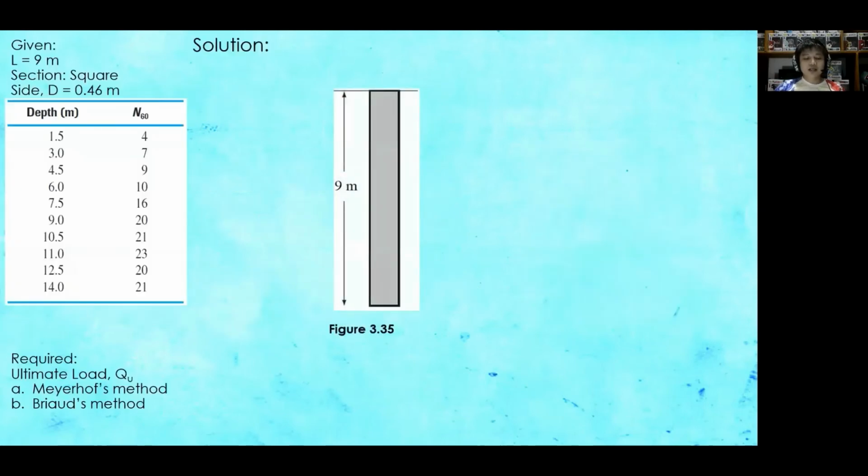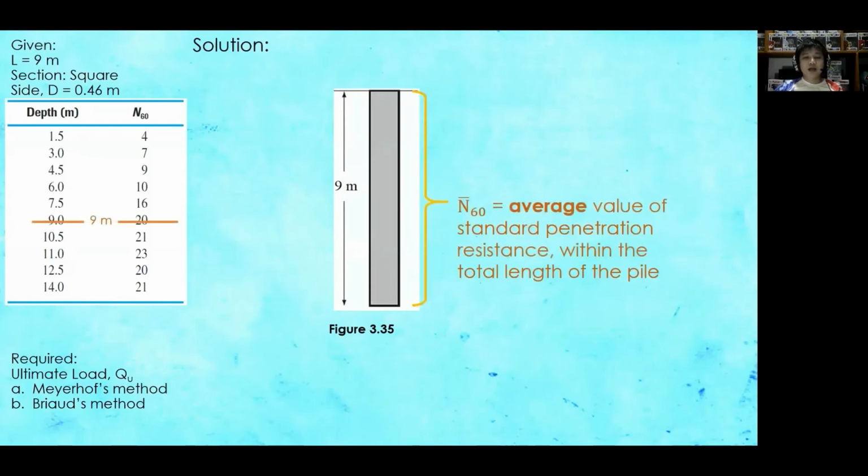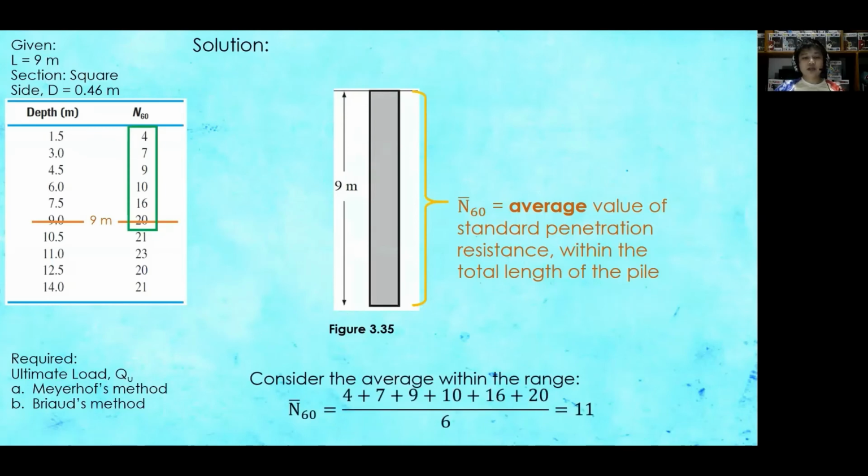So for the first process, we need to identify the value of our N60 bar. Again, it is the average value of the standard penetration resistance within the total length of pile. So for the total length of pile, that is 9 meters, therefore, consider the average within the range. So for N60 from 0 to 9, we will consider the total of 4 plus 7 plus 9 plus 10 plus 16 plus 20 divided by how many N60s. For this one, we will consider 6. Thus, our N60 bar is equal to 11.